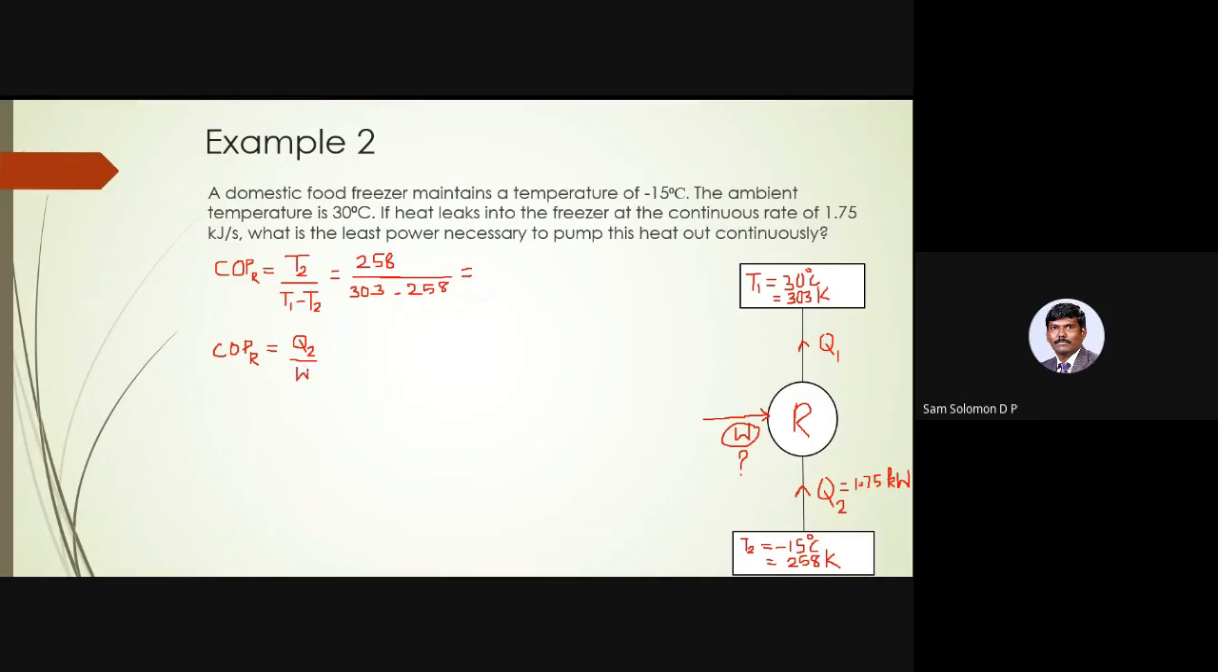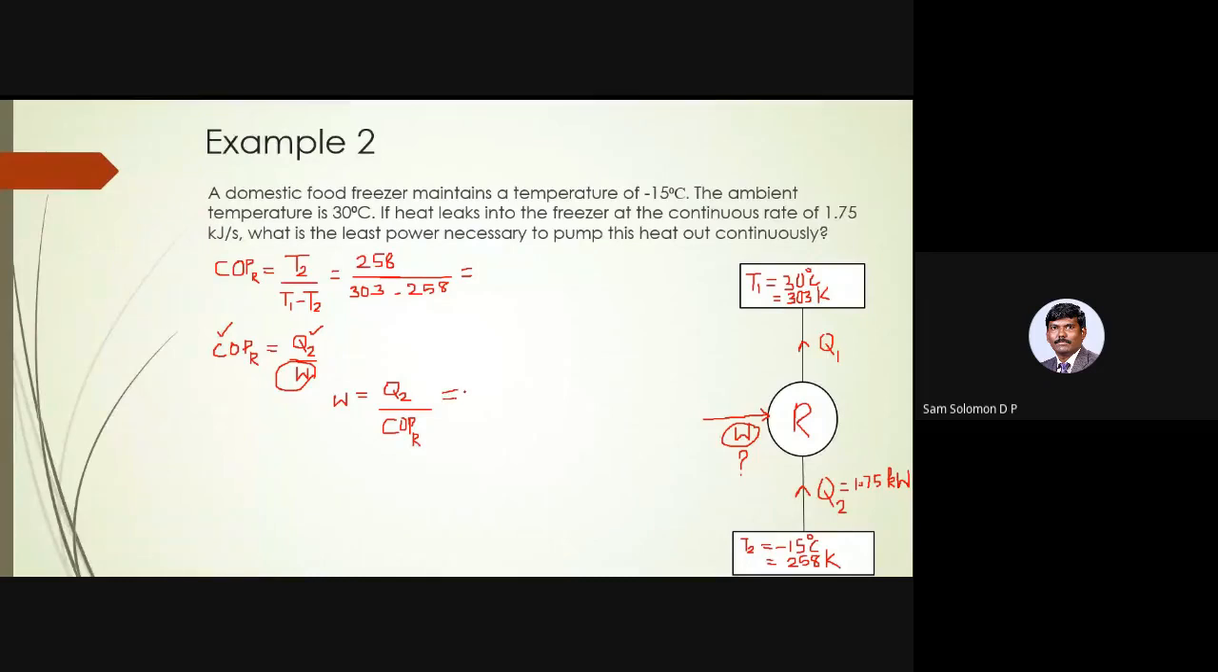So now you know the value of this Q2. You know the value of the COP of the refrigerator. You can straight away find the value of the work input. So W is Q2 divided by COP of the refrigerator. Very simple 2-mark question. Q2 divided by COP of the refrigerator.